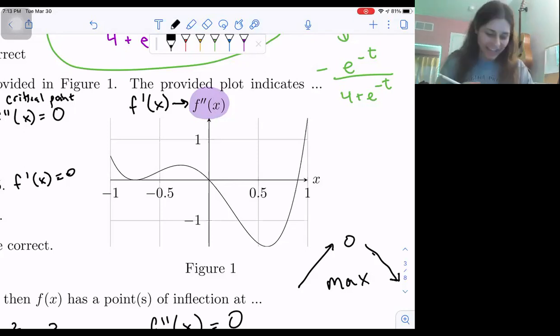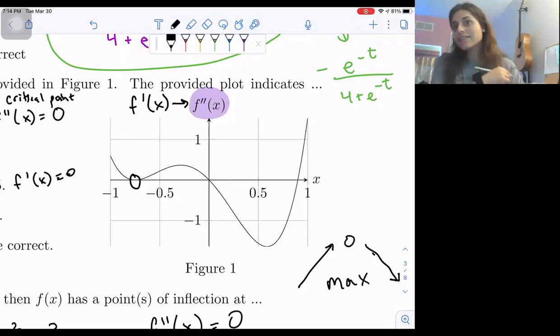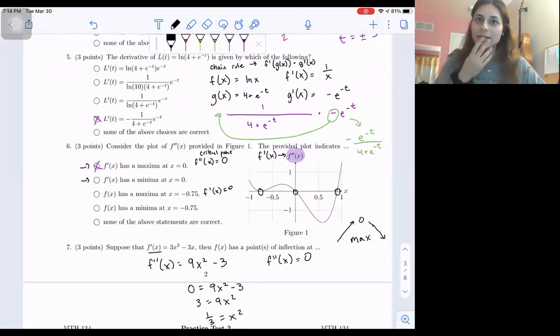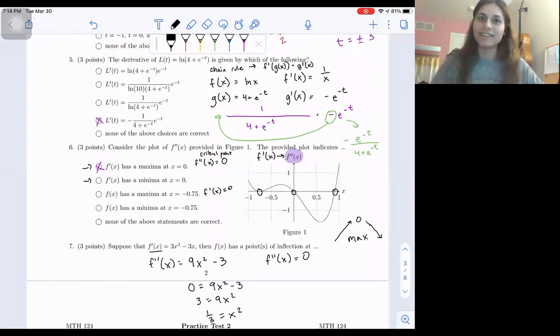So in this case, wherever it crosses the x-axis is where we would have critical points for the function previous to this. Not necessarily the original function, like f of x, but since this is the second derivative graph, we can find the critical points for the first derivative graph. So there, and right there. Does that answer your question with that one?